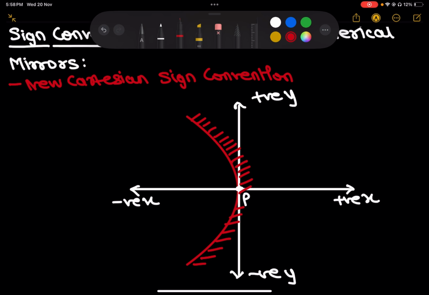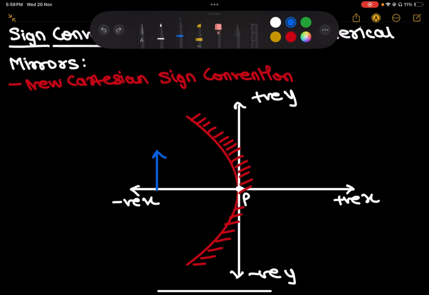The first rule is that the object is always placed to the left of the mirror. So that means the object will always be placed on the left side of the mirror. That means that the light from the object falls on the mirror from the left hand side. So like this, the light will fall on the mirror from the left hand side. Always, always. It will never change. Okay, you cannot keep the object on this side just for fun, right? It's not possible. It will always be on the left hand side.